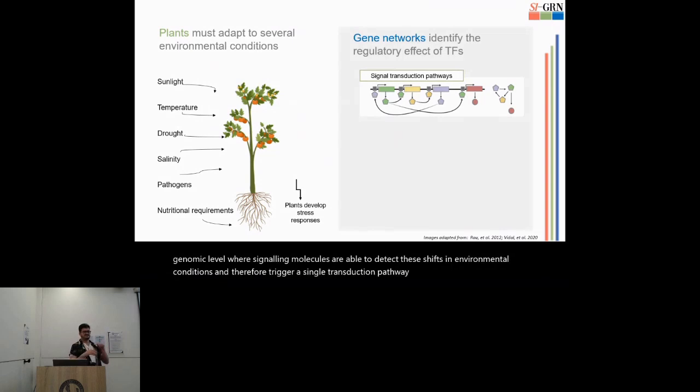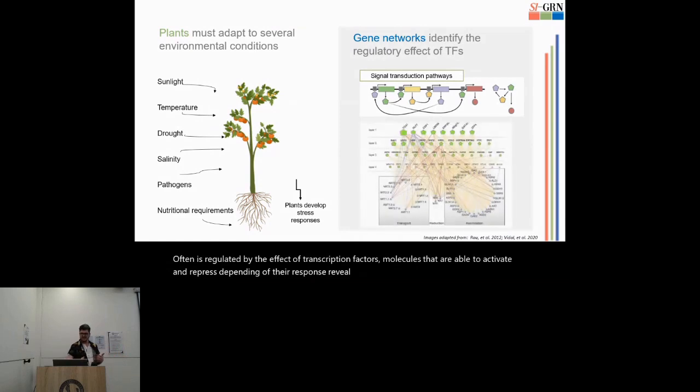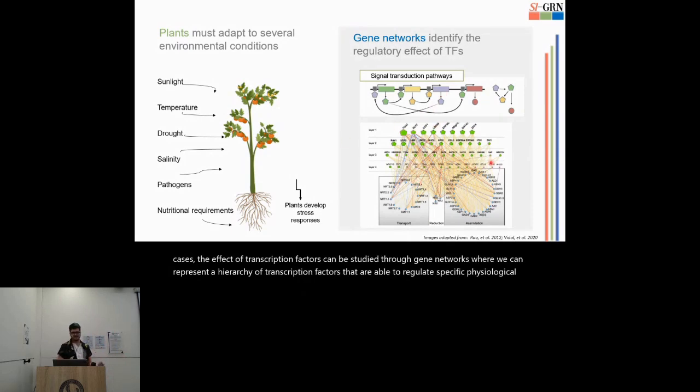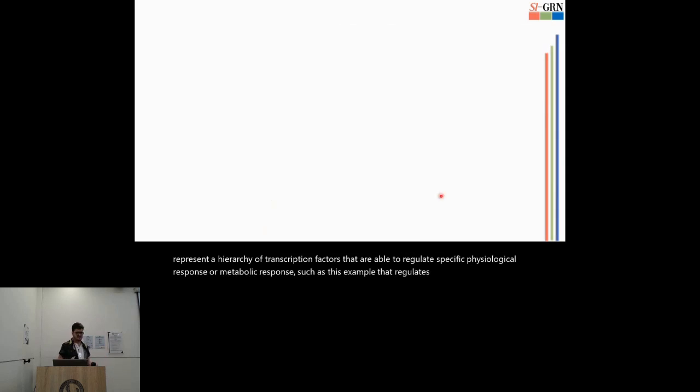This pathway often is regulated by the effect of transcription factors, molecules that are able to activate and repress, depending on the response, signal regulatory cascades. Now, in most cases, the effect of transcription factors can be studied through gene networks, where we can represent a hierarchy of transcription factors that are able to regulate a specific physiological response or metabolic response, such as in this example that regulates nitrogen signaling response.